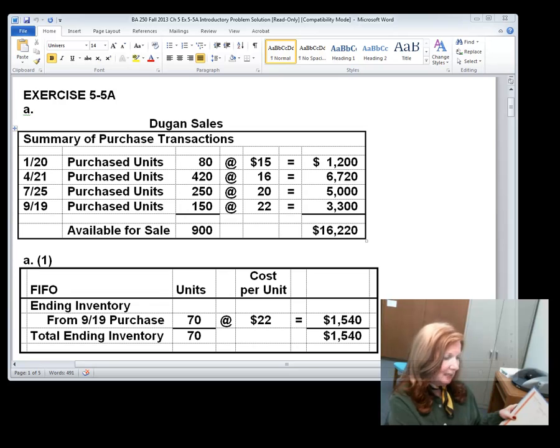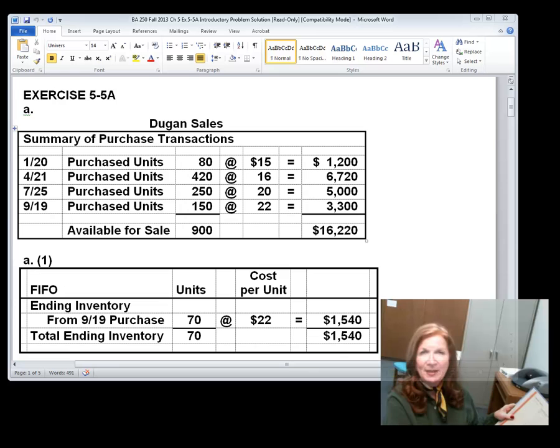January 20, it purchased 80 jackets at $15 a piece. On April 21st, it purchased 420 more jackets for $16. On July 25th, it purchased 250 jackets at $20. And on September 19th, it purchased 150 jackets for $22. During the year, they sold 830 jackets.